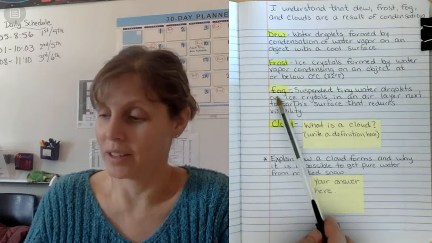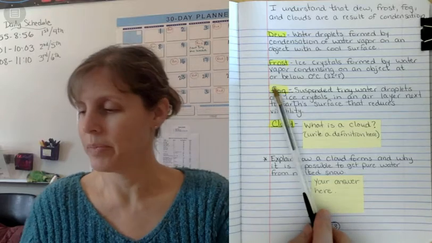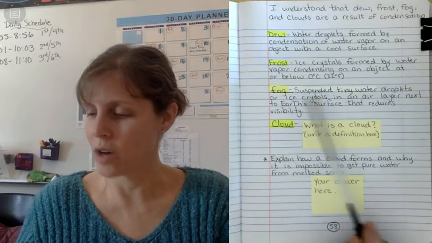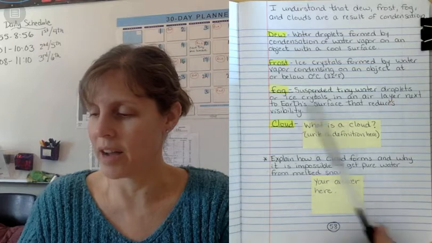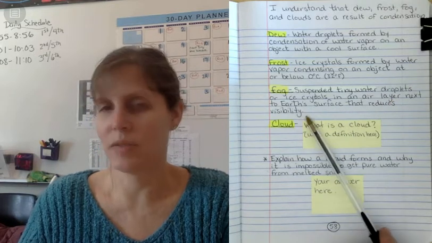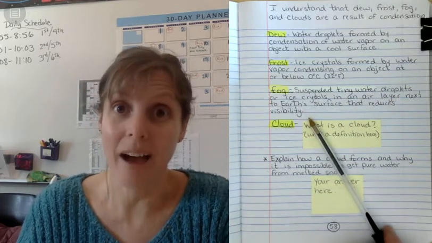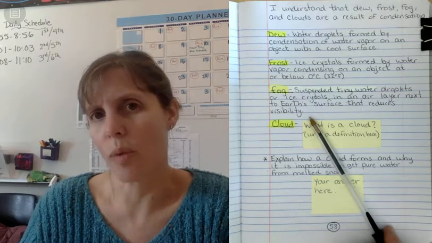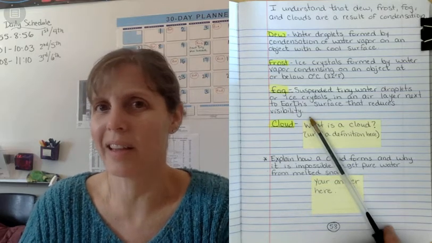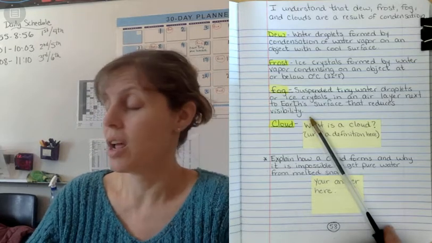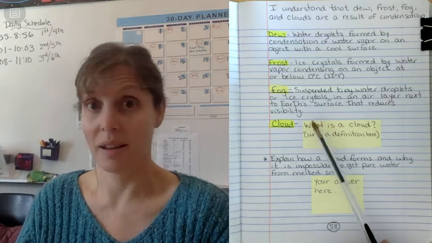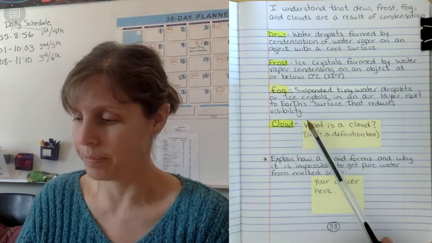Our third term today is fog. I don't have to make you say this one. You know what fog is, but let's put a definition to it. It's suspended tiny water droplets or ice crystals in an air layer next to Earth's surface that reduces visibility. It's really just a cloud on the ground, right? You've walked through that kind of stuff, so it's not solid, but you can't see through it very well because there's so much water suspended in tiny droplets in front of you.